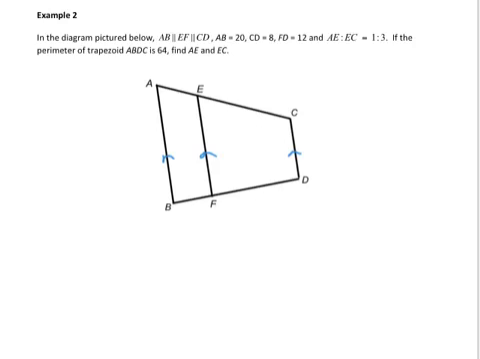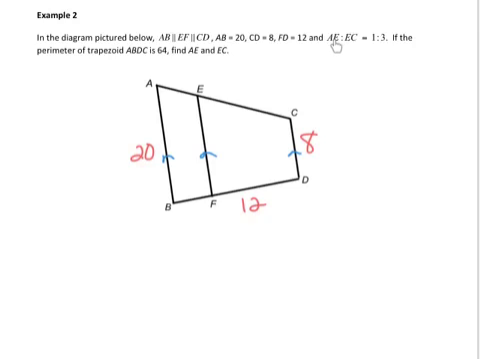We can't say anything else about the parallel lines because that wasn't part of our theorem. So let's label what we have. We have AB is 20. So that's the bottom. I can't use that one in a ratio though. And CD is 8. FD is 12. I can use FD in a ratio. And then I have this.